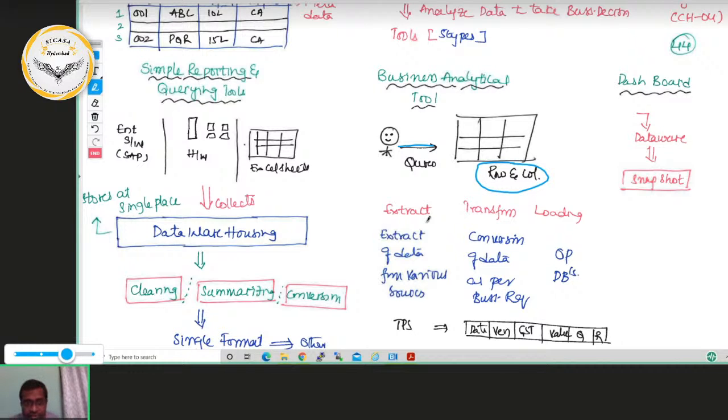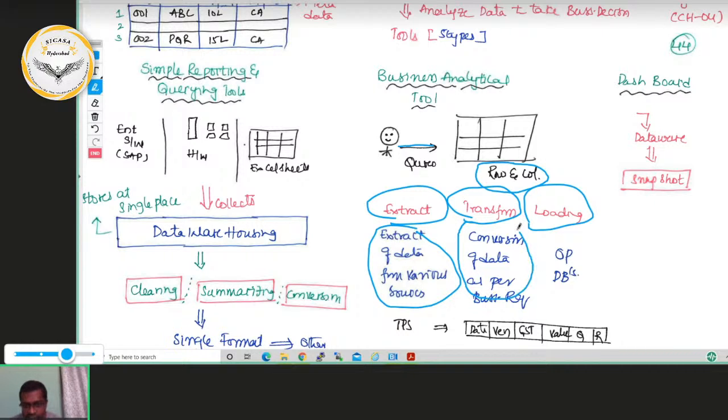Now it uses a concept called extract, transform, and load. So what do you mean by extract? Extract is nothing but extracting the data from various sources. What do you mean by transform? Transform is nothing but conversion of data as per the business requirement. What do you mean by loading? Loading the data into operational databases.